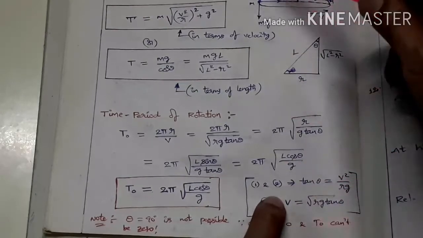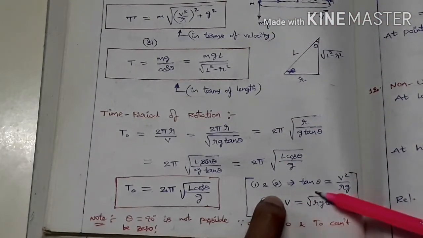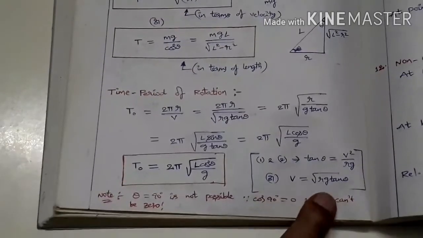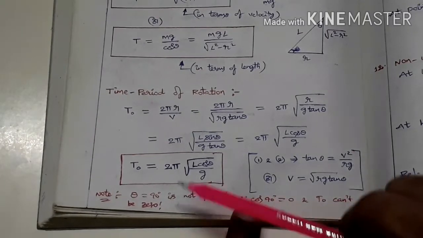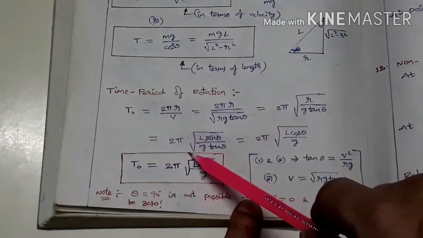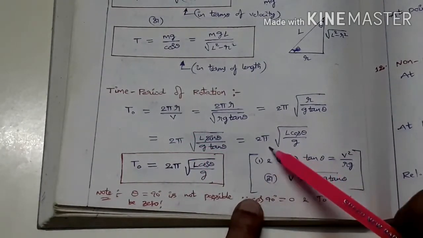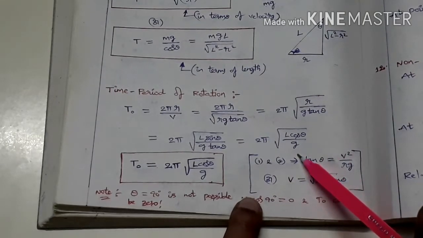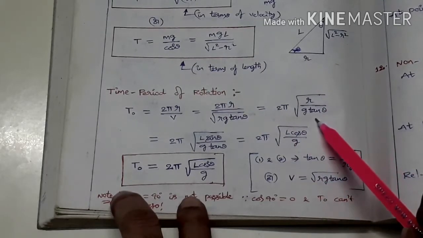See equations 1 and 2. Divide 2 by 1 here. So you will be getting tan theta equal to v square by r g. From that we will be getting v equal to root of r g tan theta. Got it? So solving this, finally T naught equal to 2 pi into root of L sin theta by g tan theta, that equals 2 pi into root of L cos theta by g.